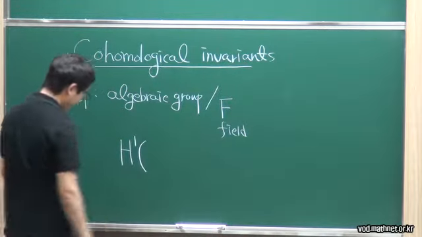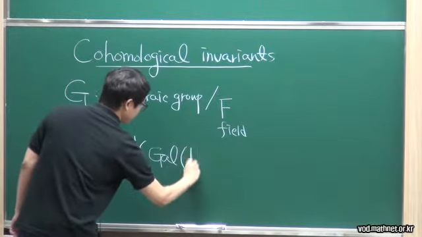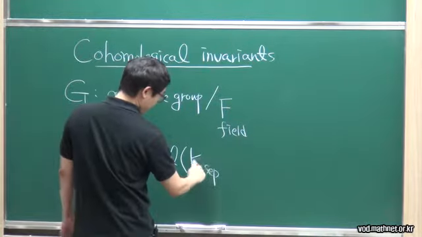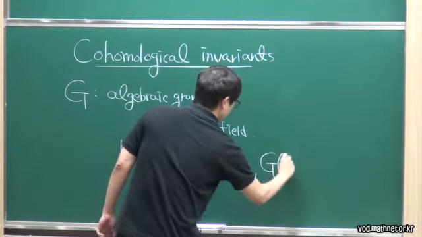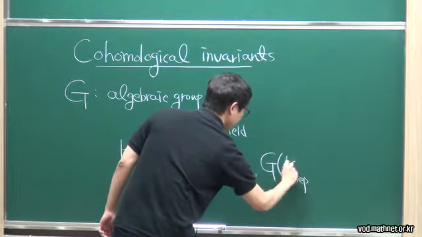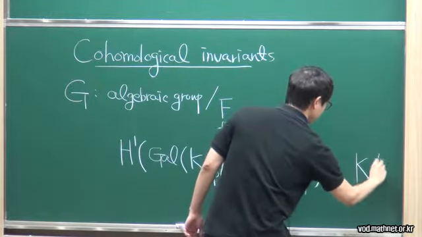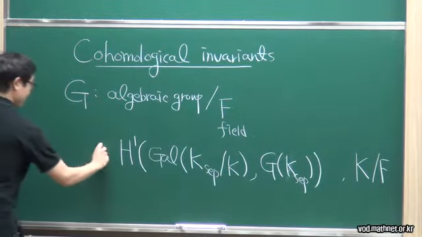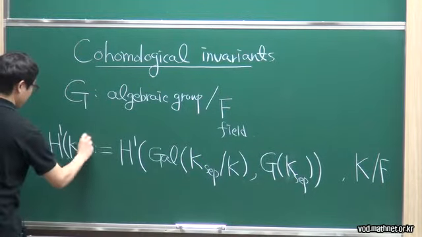We consider the first Galois cohomology set for any field extension K over F, the separable closure of K over K, and the separable points of G. K is a field extension over F, and we simply write this as H1 of K, G.